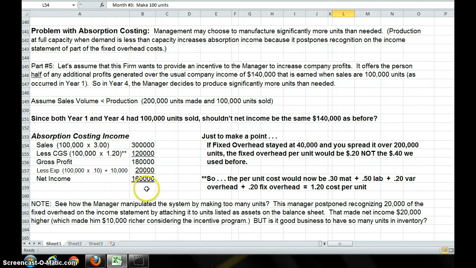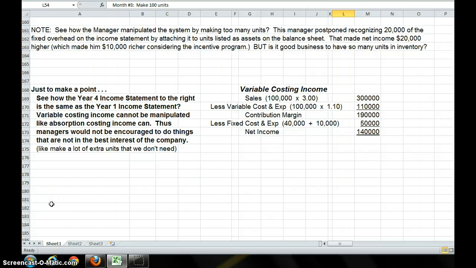The manager looks like they increased the profit of the business when all they really did was increase production. They didn't really sell any more. The company only looks better from a financial standpoint because you use absorption costing and postpone recognition of some of the fixed overhead by putting it inside a finished goods inventory account on the balance sheet. Having too much inventory on hand is not in the best interest of the company. Thus, for performance evaluation of managers, you shouldn't be using absorption costing. You should be using variable costing.